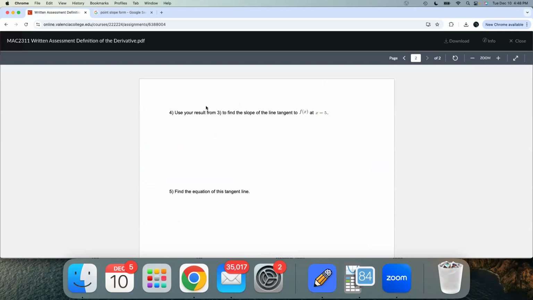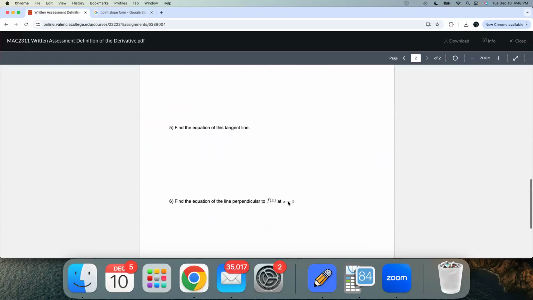So here you're going to find m, then you're going to write out the equation of the tangent line. Everybody's going to get different m's and different y naughts. Then this part is so easy.